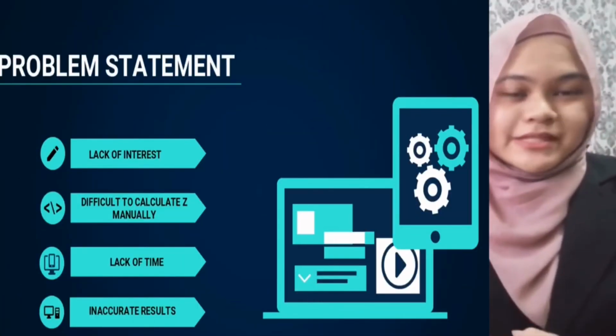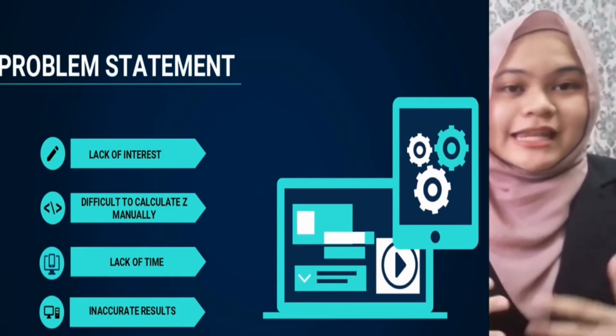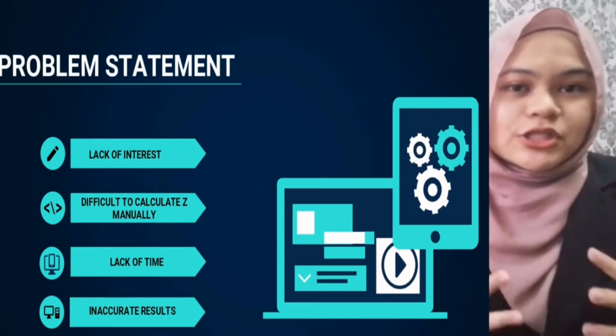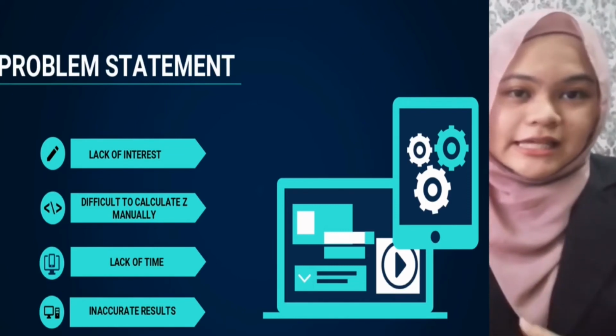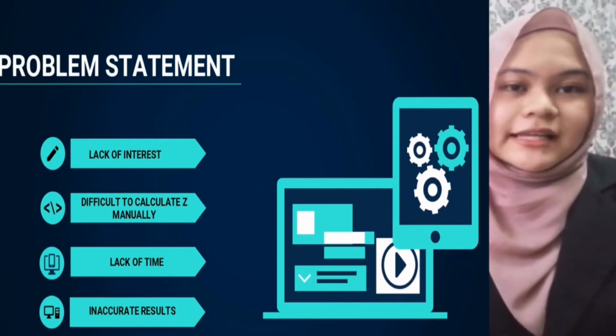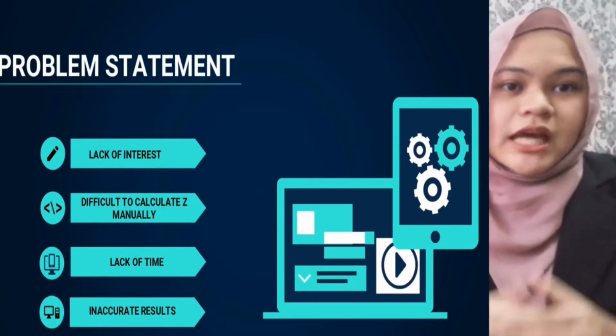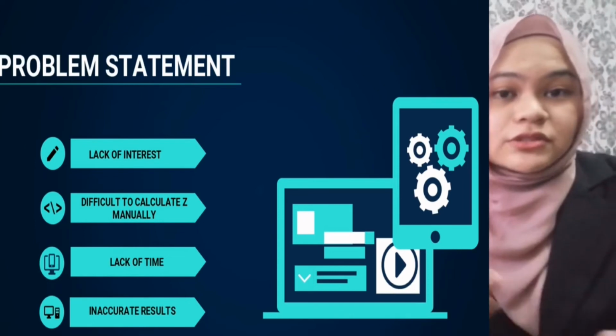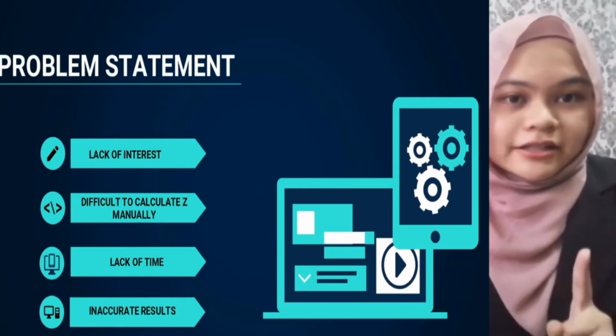So the problem statement that we found are the student lacks interest in learning ideal gas law and having difficulty to distinguish the types of gas law. Other than that, it is also difficult to calculate the value of Z to distinguish the ideal gases and also the real gases manually, as we have to refer to the table. Hence, the results are not accurate.